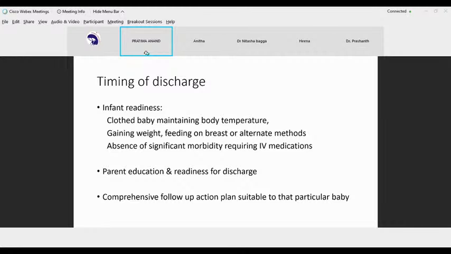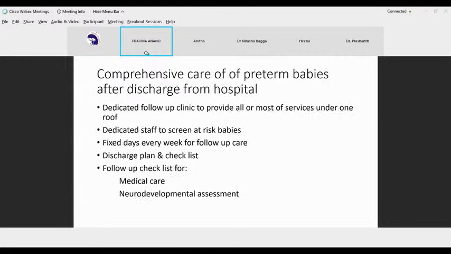What does the medical care mean? If the baby had some chronic illness like chronic lung disease, BPD, if the baby had meningitis, any sepsis, then how to follow them up? What are the things which should be looked for? Hearing assessment, head ultrasound, and a proper neurodevelopmental assessment, which can include a screening test as well as a confirmatory developmental assessment if needed. So all these things should be a multidisciplinary and multi-component visit.